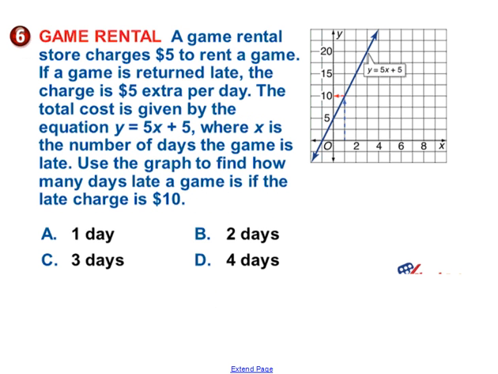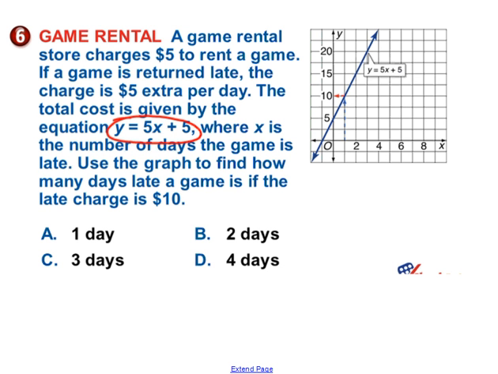A game rental store charges $5 to rent a game. If the game is returned late, the charge is $5 extra per day. The total cost is given by the equation y is equal to 5x plus 5, where x is the number of days the game is late. Use the graph to find how many days late a game is if the charge is $10.